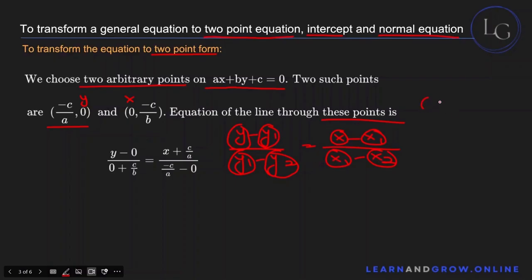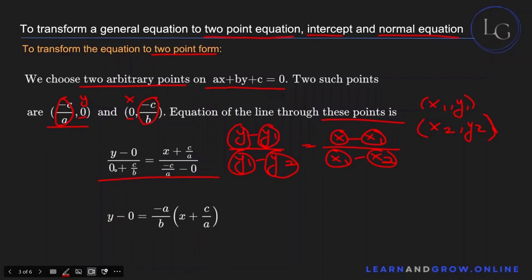So these points will be like this, right? x1, y1, and x2, y2. And we already know those two points. x1 is minus c over a, and y1 is 0. Similarly, x2 is 0, and y2 is minus c over b. So just replace them in the equation, and you get this. Okay? And this is the first step in the two-point form.